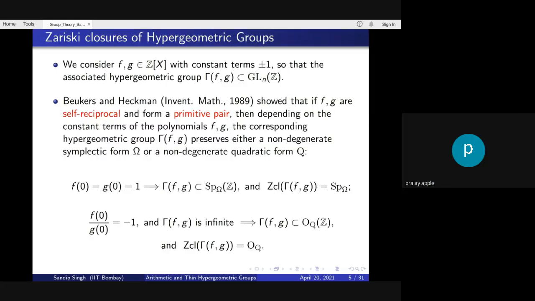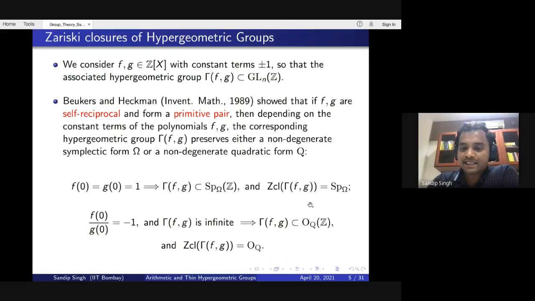Sandeep, why are they Zariski dense? Can you please explain? I didn't understand Zariski dense.